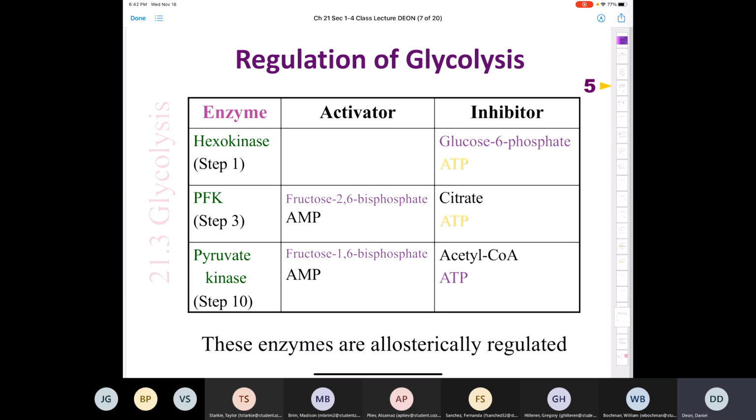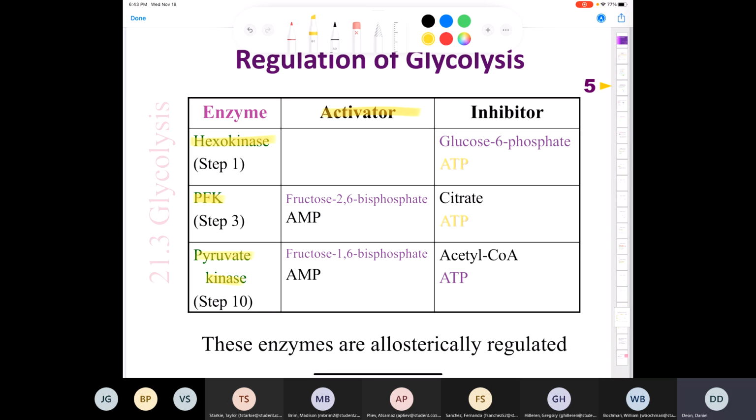Okay, so in order for a living organism to regulate glycolysis, it can be regulated by 3 enzymes at 3 steps, steps 1, 3, and 10. What was the enzyme that was used in step 1? Well, it was hexokinase. In step 3, it was phosphofructokinase. And the last one was pyruvate kinase. What would make glycolysis progress at a faster rate? Why would a body want glycolysis to occur? Well, in other words, what's going to activate glycolysis?